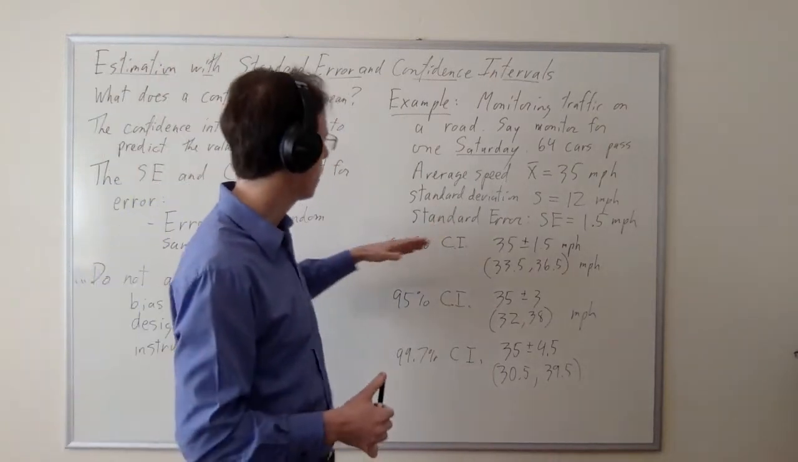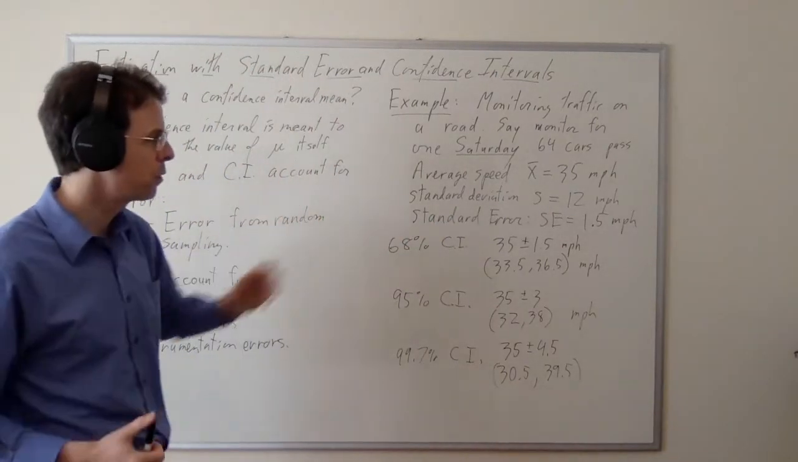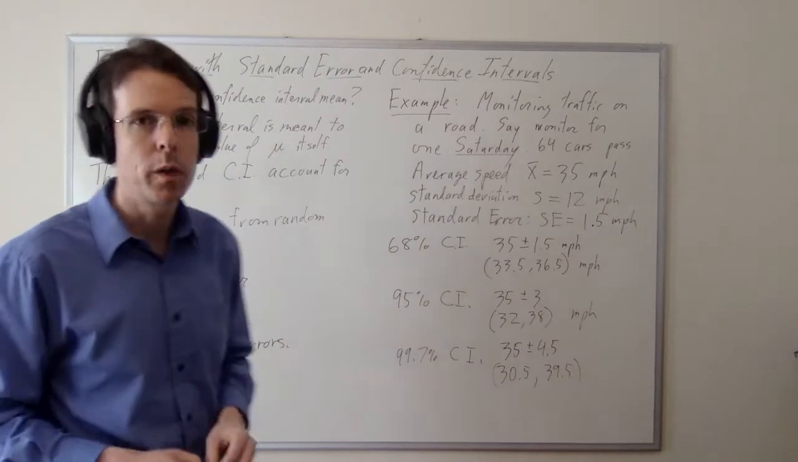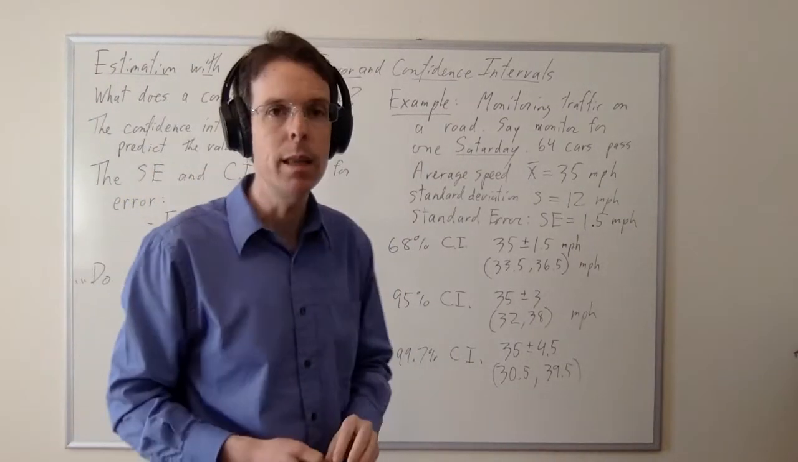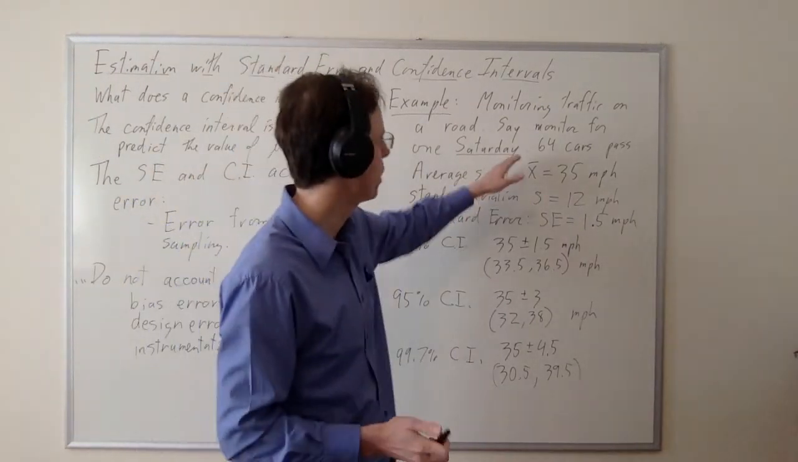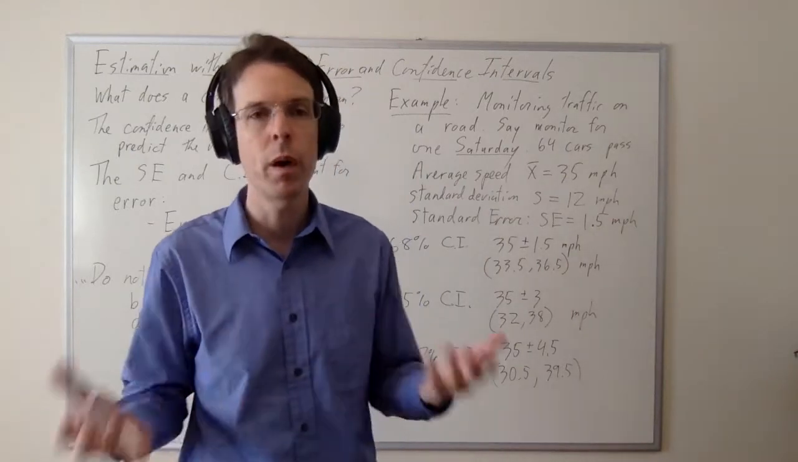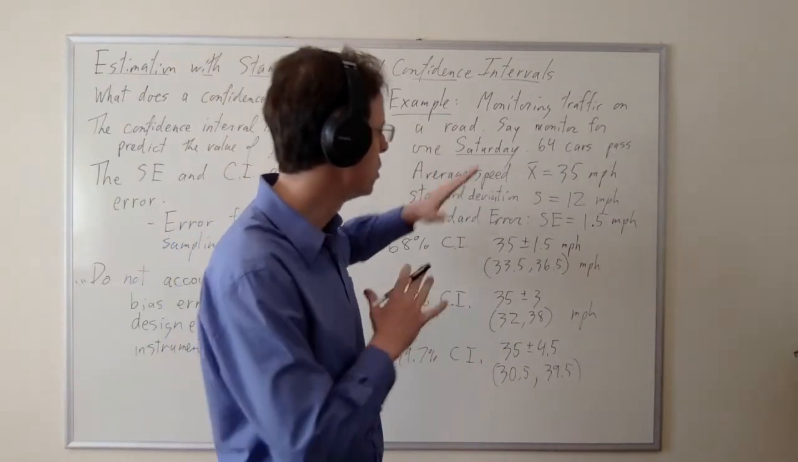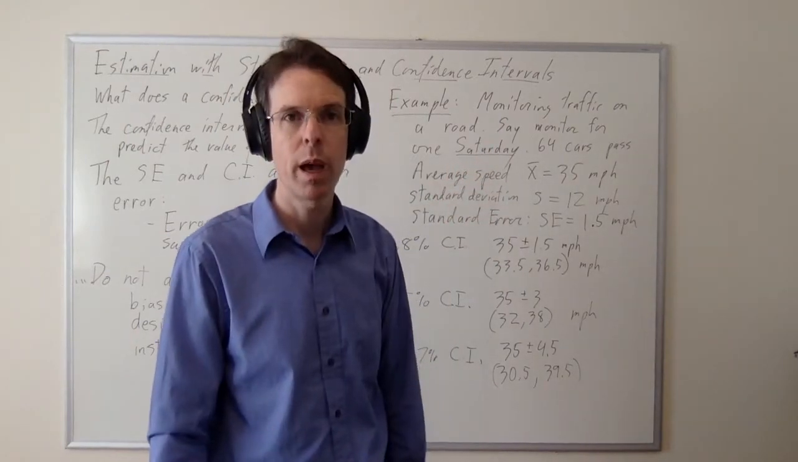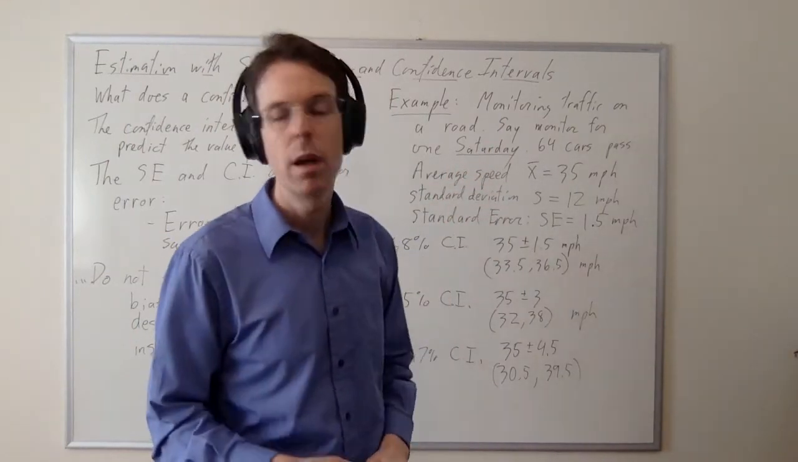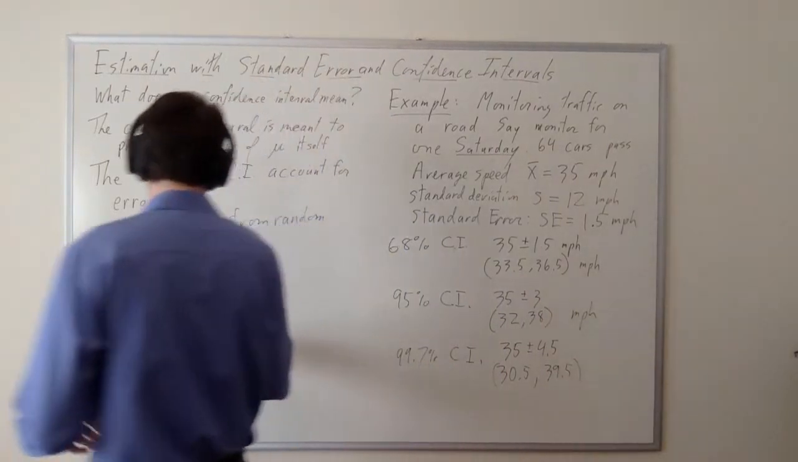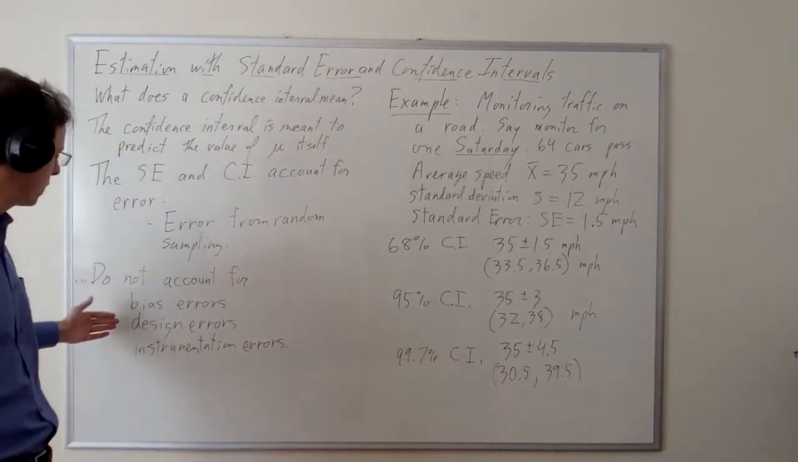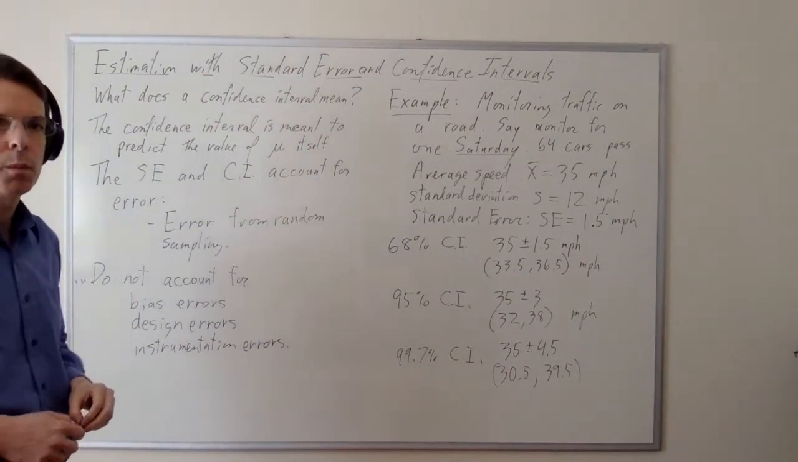The standard error and the confidence intervals built from the standard error cannot account for that. They just can't see that bias. Maybe all the drivers drive slow on Saturday, but they always drive fast on the weekdays. There's no way that the data can help us account for that if the data is biased. If we design the experiment wrong, there's no way that the standard error and the confidence intervals can help us account for that.